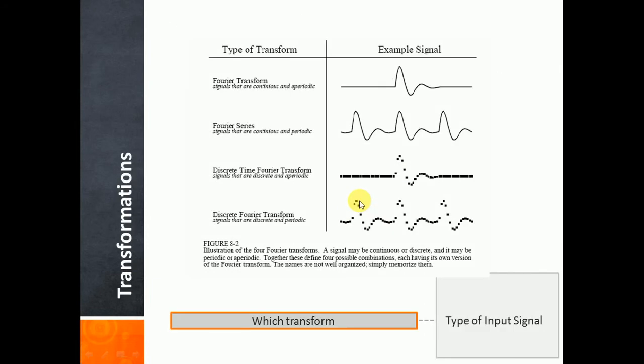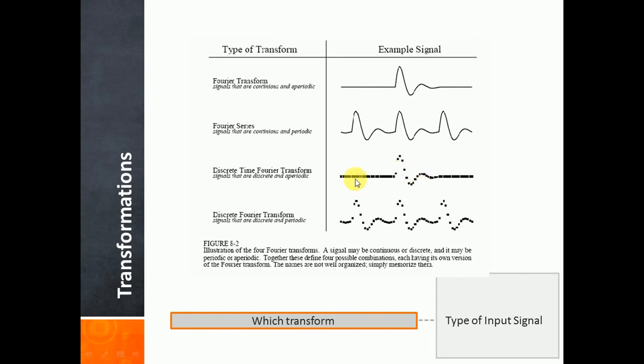Now moving from here, what about the discrete Fourier transform? These are some example signals and their transformations. If you have an aperiodic signal in time domain, you're going to take the Fourier transform. If you have a periodic signal in time domain, you're going to take the Fourier series. What we just did was the discrete time Fourier transform. In a discrete time Fourier transform, the input signal is discrete in nature. That's why you see these dots. This signal is defined at certain instances in the time domain.